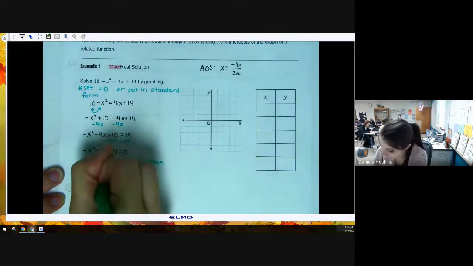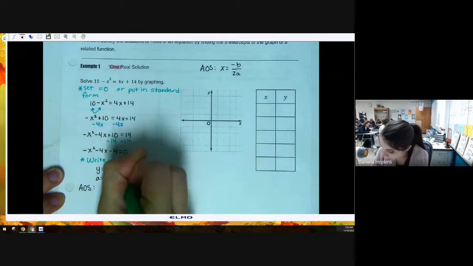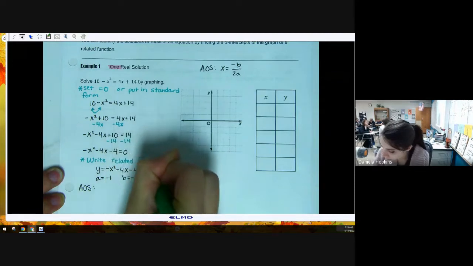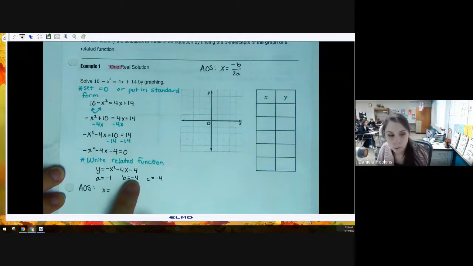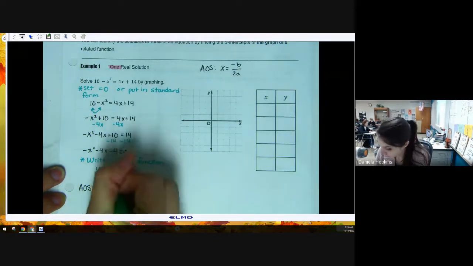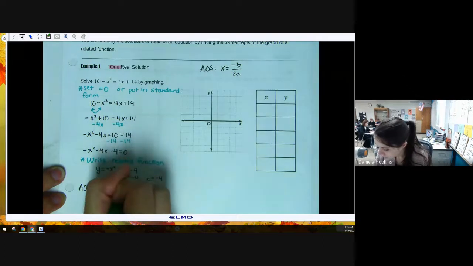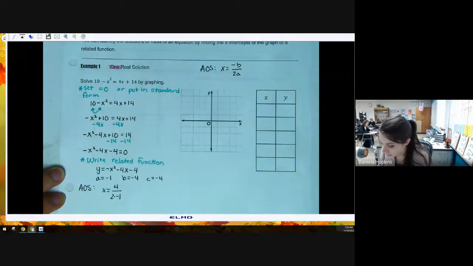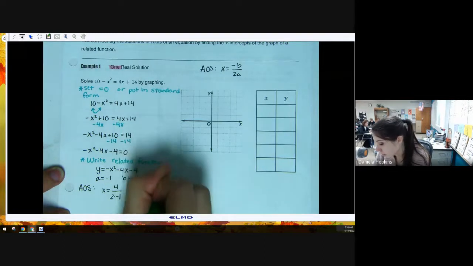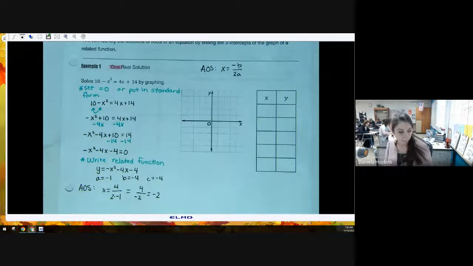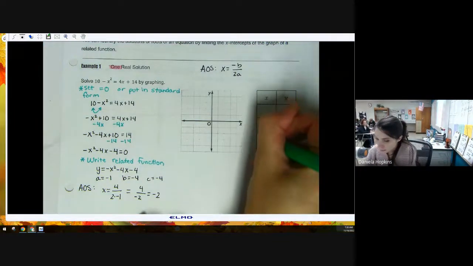So if I name here my a is negative 1, my b is negative 4, and my c is negative 4. If I want my axis of symmetry, it would just be x equals opposite of b, so negative 4 is what? Positive 4 over 2 times negative 1. Well, that'd just be 4 over negative 2, which is negative 2. Remember, that's the number I'm going to center my table on.